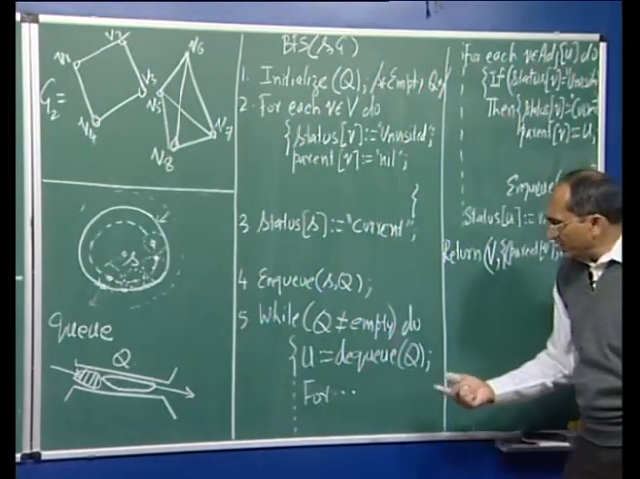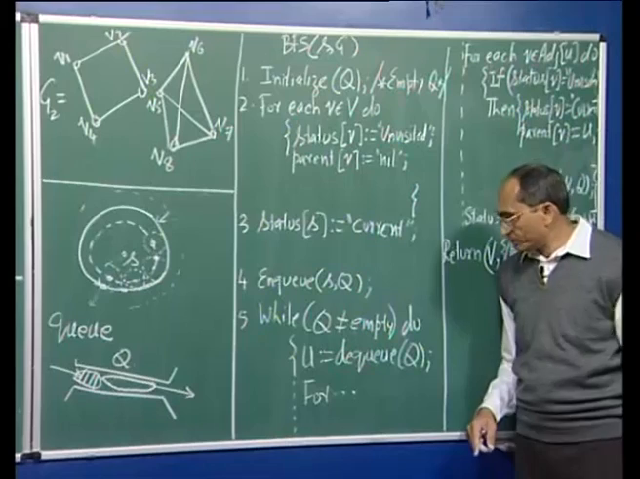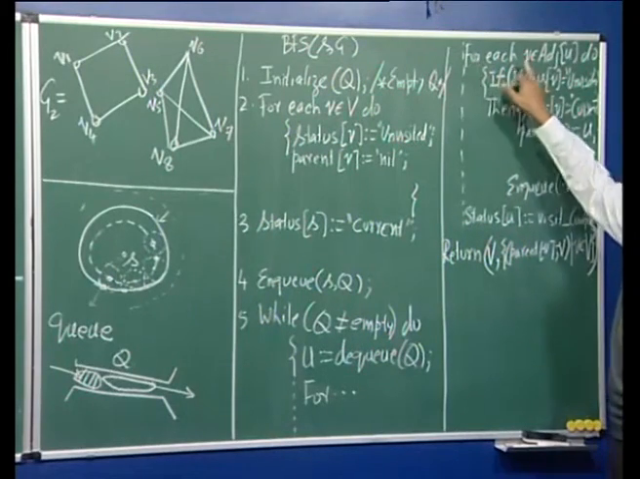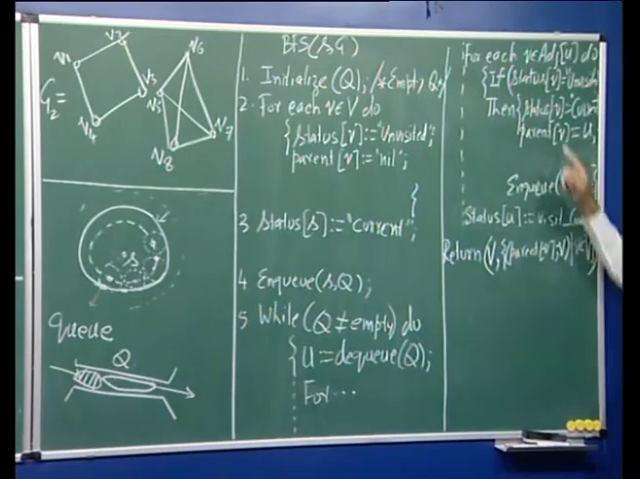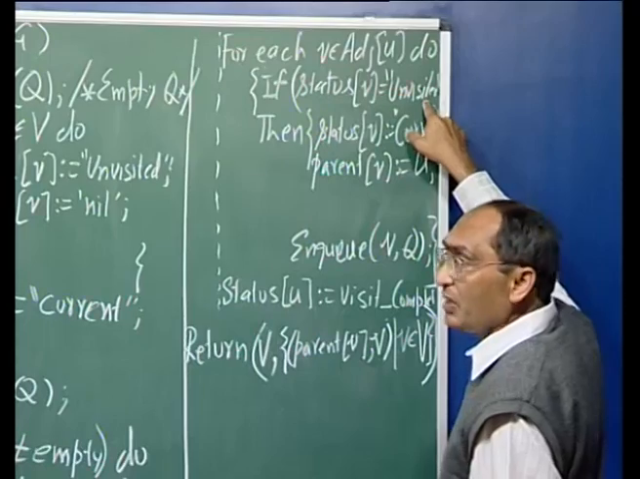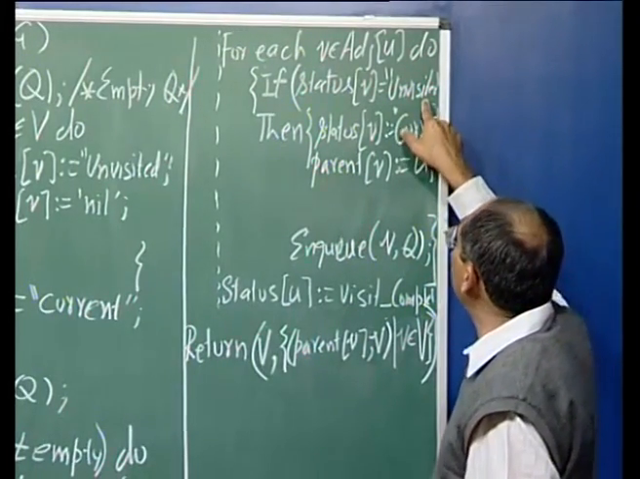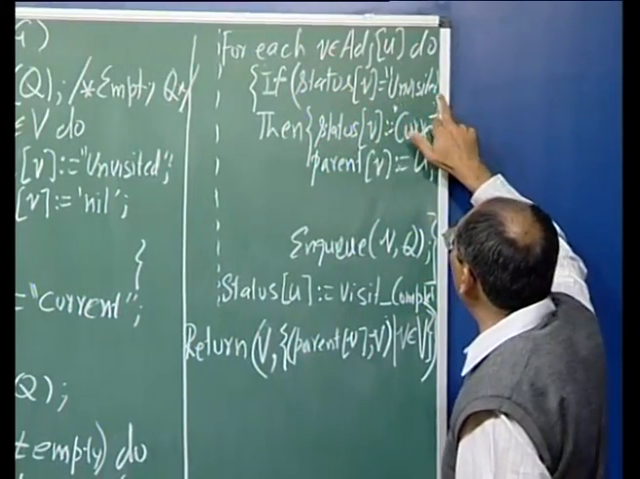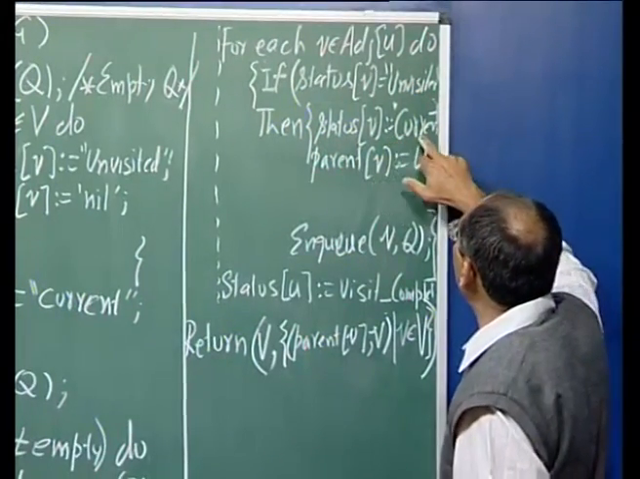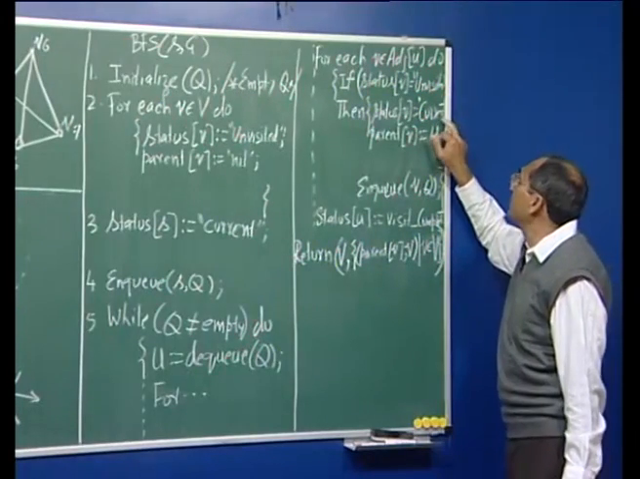loop in which we pick the front element of the queue, namely u, and then for each neighbor of u we do something. We pick all the neighbors and check whether its status is unvisited. If it is not unvisited, then we know that we have already reached it. We are not interested in those vertices. But if v is being visited for the first time, we set its status to current, because we are going to now search the neighbors of this vertex.